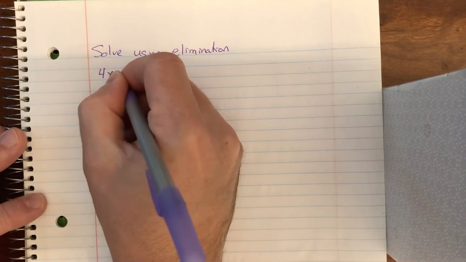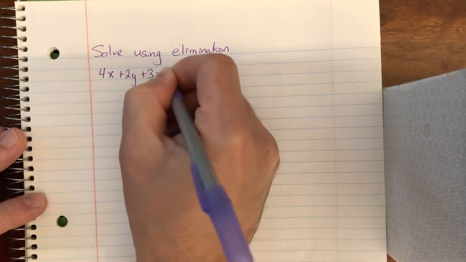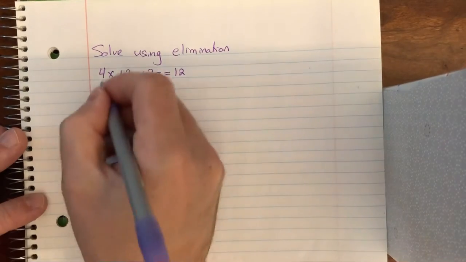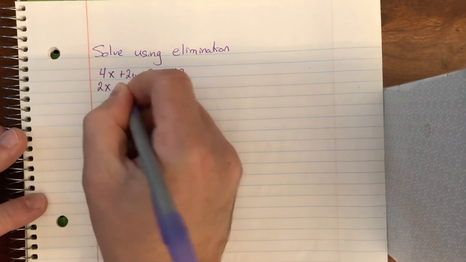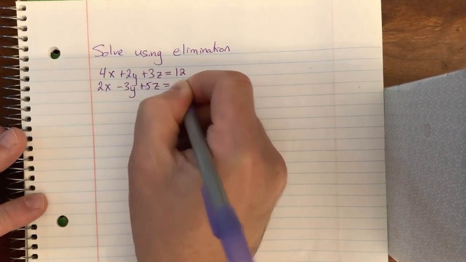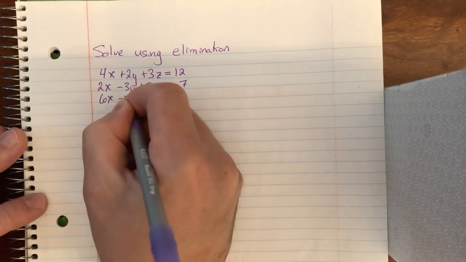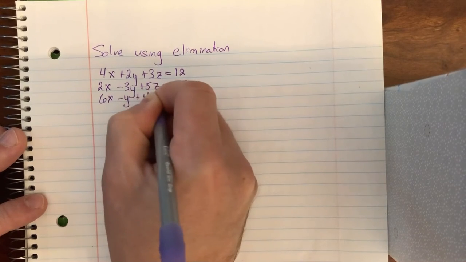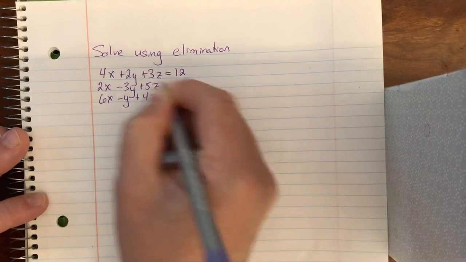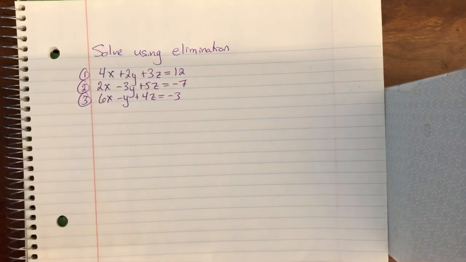4x plus 2y plus 3z equals 12. 2x minus 3y plus 5z equals negative 7. 6x minus y plus 4z equals negative 3. And this is equation 1, 2, and 3.